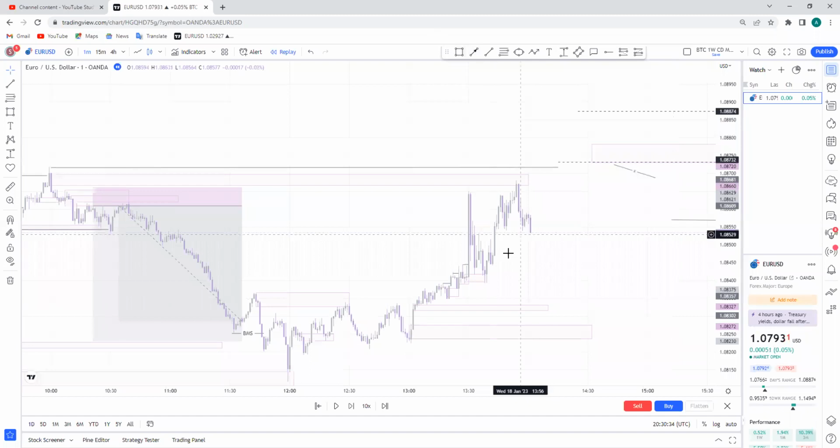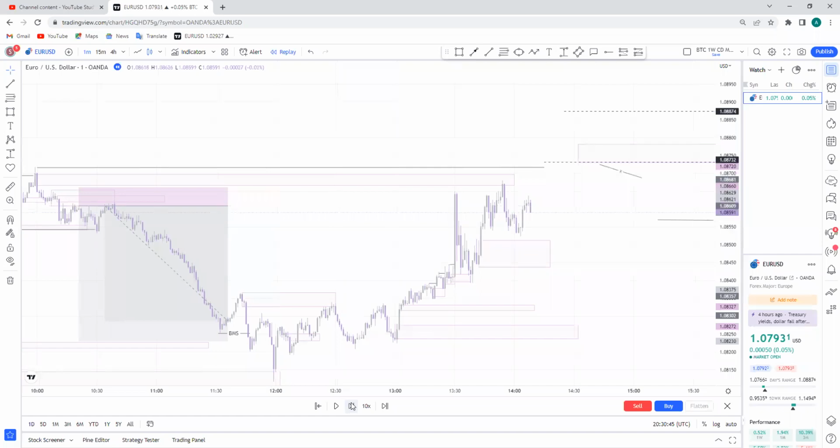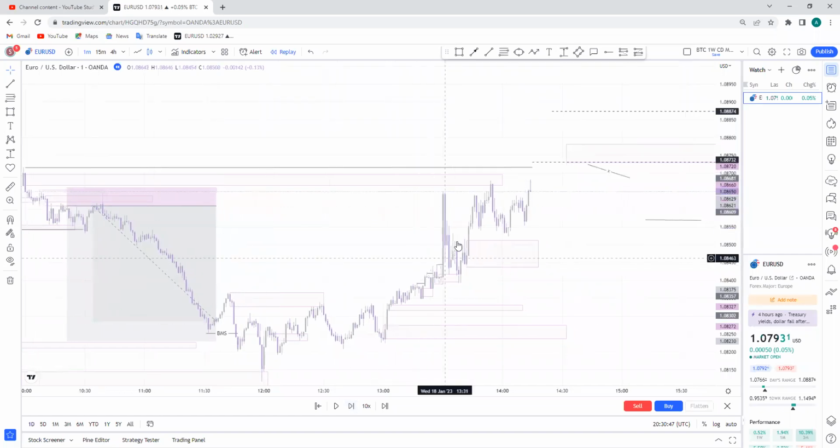Now, there's another area here. Another area. Let's see what price does. Price left it and what? And pushed up. Can you see?